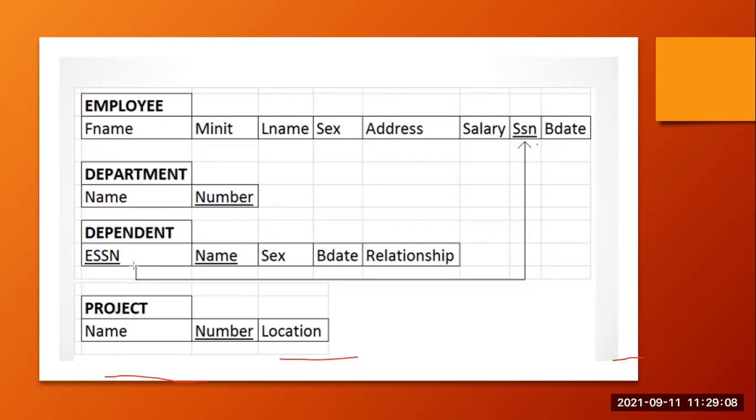And you can have a look here where the attribute name is different, but the values are getting referred from the master table, which is called the employee table here. So you can see this line is going towards the social security, which means that this social security number is acquiring the values of the employee table.